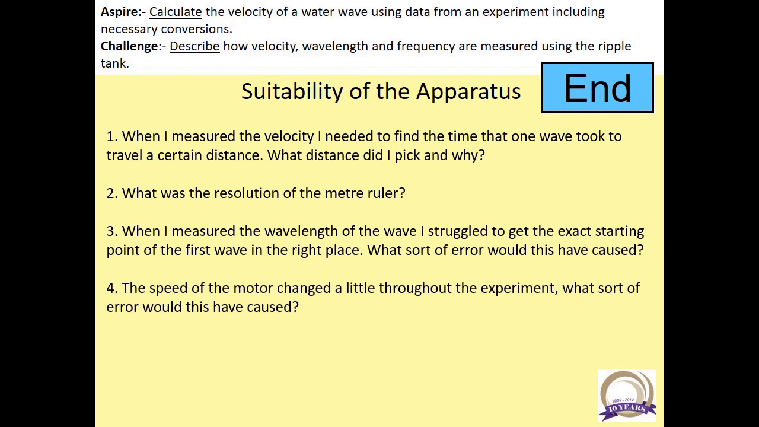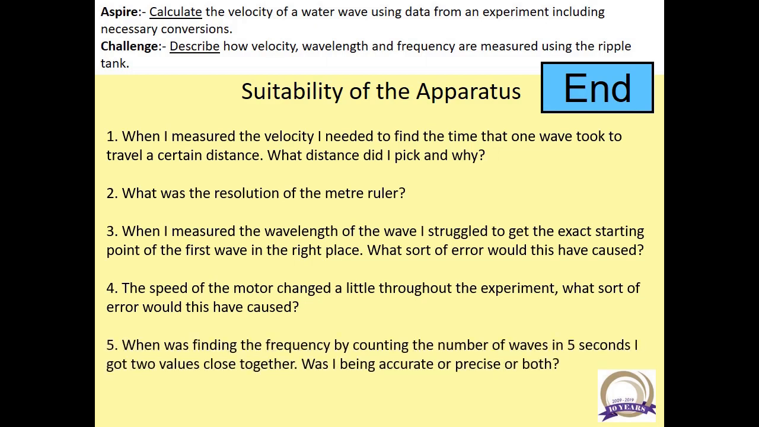Question 4. The speed of the motor changed a little throughout the experiment. What sort of error would this have caused? So what you're not writing is human error. So it's either random error or systematic error. Well, that one's random error, because when you take a reading, it's just a bit of potluck on whether that motor happens to misbehave and the velocity change a little bit.